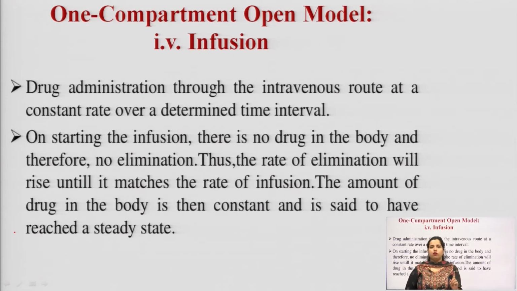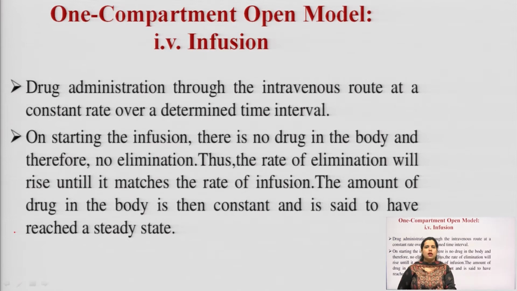So, at that point of time, the rate of infusion is equal to the rate of elimination, as the rate of absorption is equal to the rate of elimination in the plasma concentration profile curve for a single dose. But in the infusion case, when no drug is in there, no elimination will occur. Once the elimination starts reaching its peak, the rate of infusion is equal to the rate of elimination. The amount of drug in the body is then constant and is said to have reached a steady state. That particular point is termed the steady state concentration of a drug.